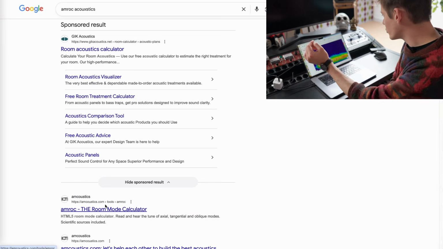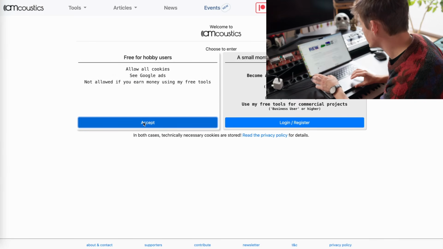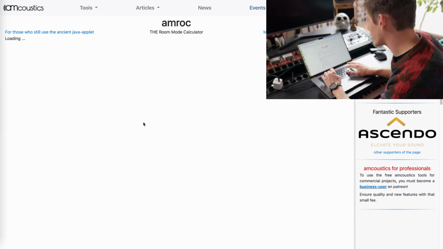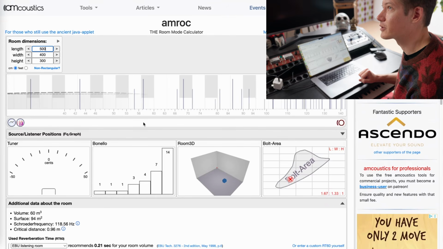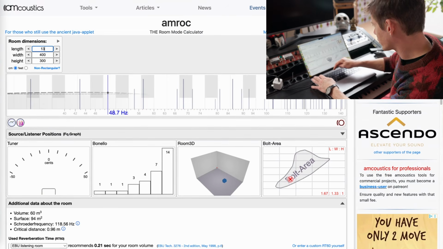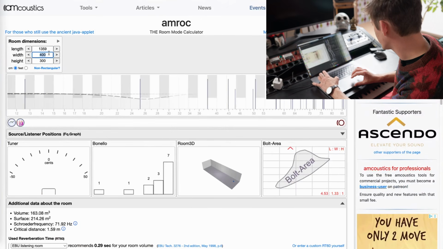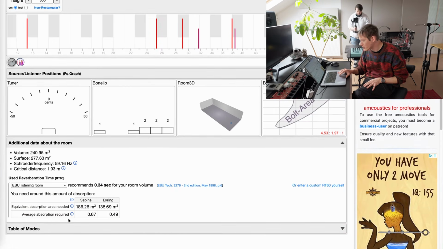Yeah. My guess would be adding something here on the ceiling will already help quite a lot on that one. What we can do also to really be precise is, because we now have the measures, going for AMROC. It's a room mode calculator. Right, yeah. So we said length, we had 30.5 and the width, and 591, I think, no?